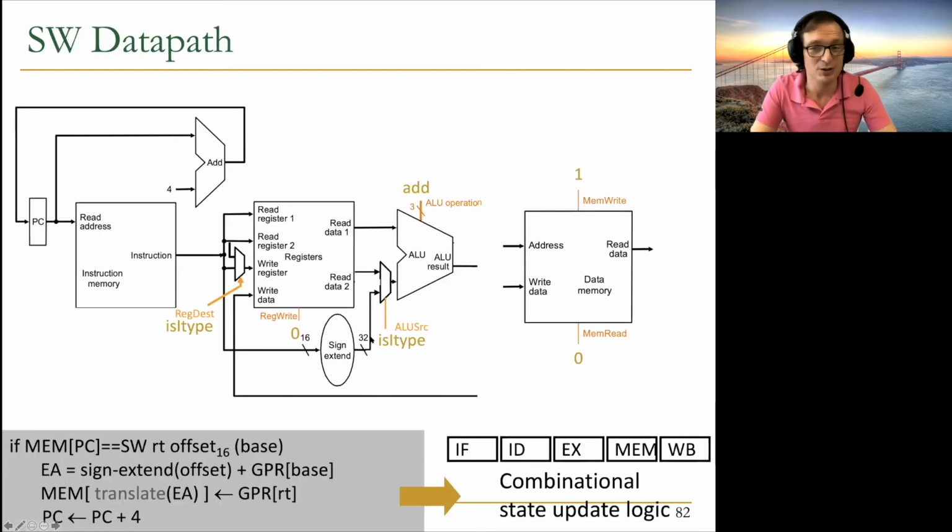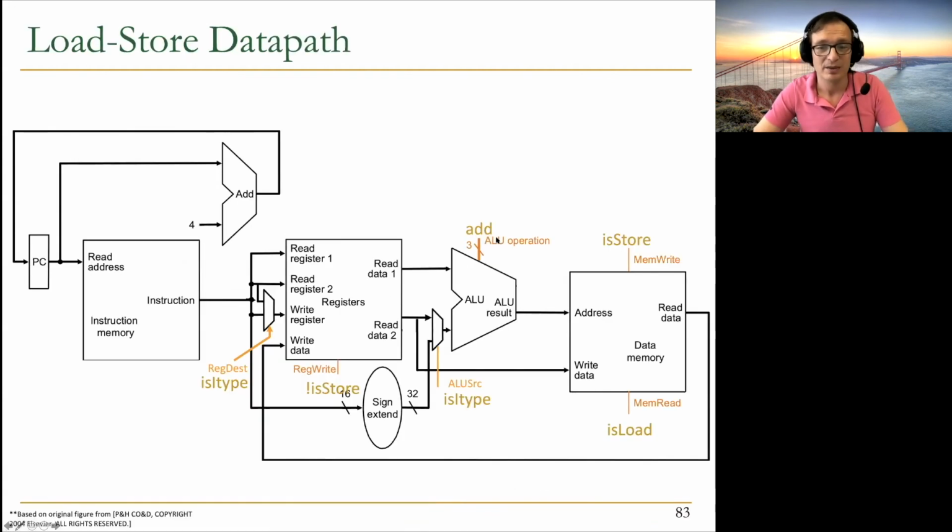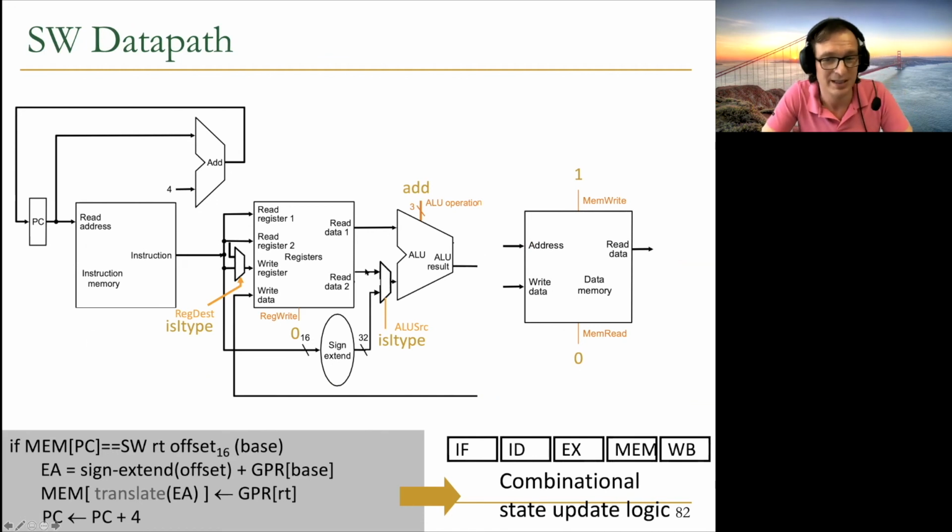So to enable store, this is the store word data path. Again, we need to read the register, that is the base register, we need to add to it essentially the sign extended offset, and that gives us our address. And we need to get our write data somehow, and that comes from the register file.